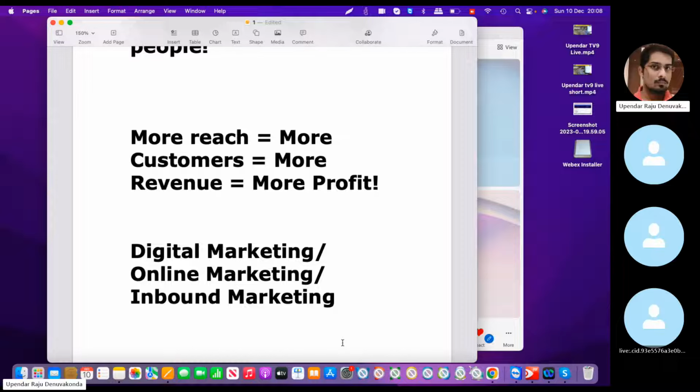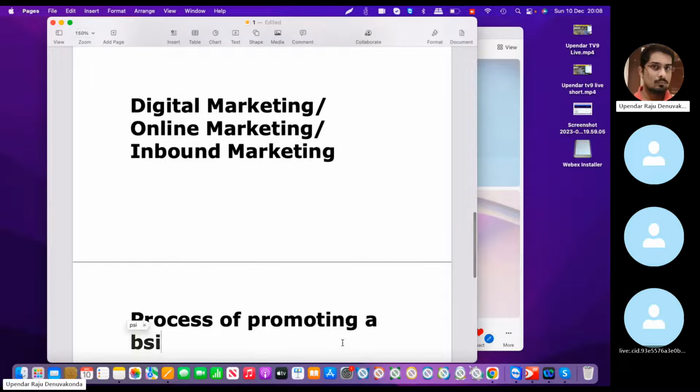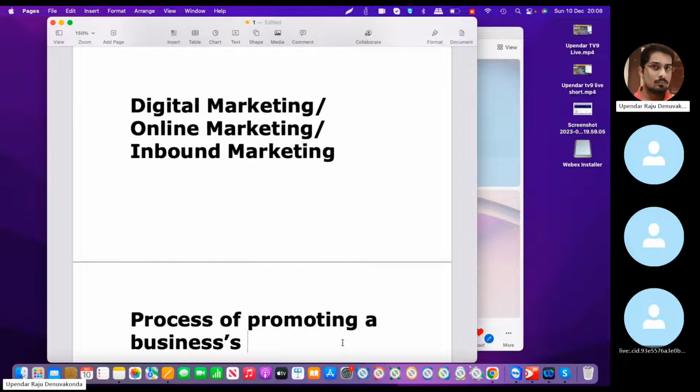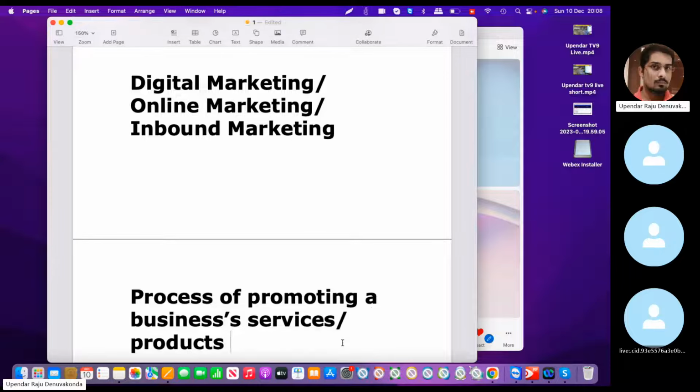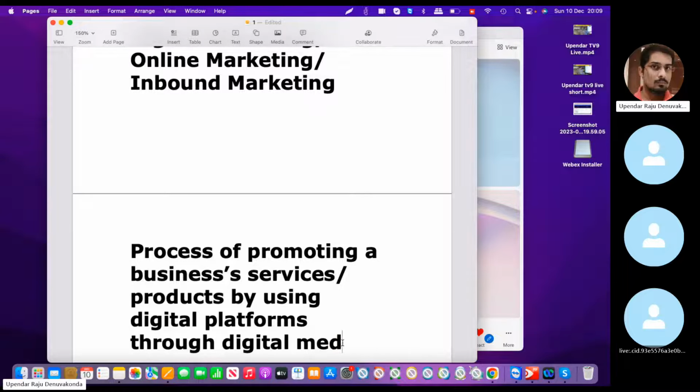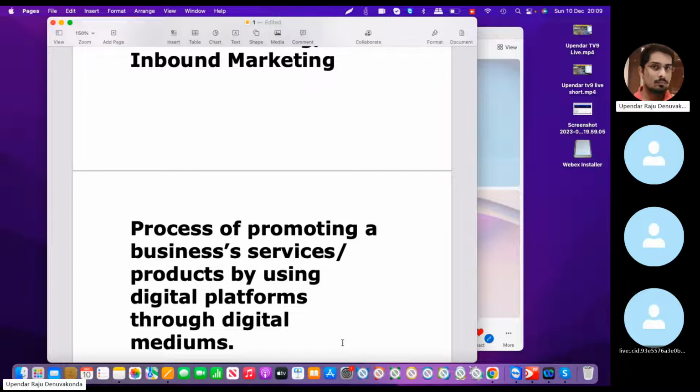Yeah. So how can we define digital marketing? It is a process of promoting a business, promoting a business's services and products by using digital platforms and through digital mediums. So you can observe this definition here. So this is the definition.